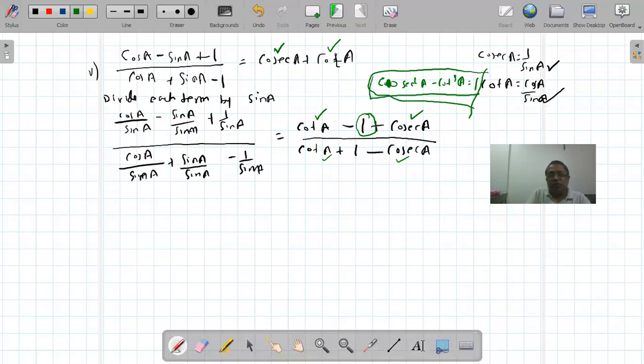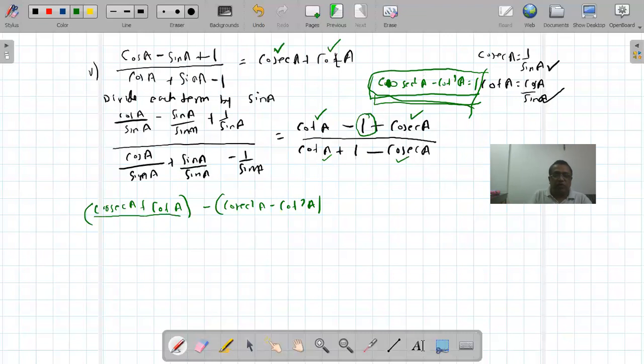This is an important identity which we did. Cosec square A minus cot square A is 1. So that means 1 can be replaced with cosec square minus cot square. So what we are going to do in the next step is leave the cot A and cosec A as it is. So I'm going to write in the next step cosec A plus cot A as it is. I'm not disturbing these two terms. Minus the 1 I am replacing with cosec square A minus cot square A. The reason, as I told you, is that based on the identity, cosec square minus cot square is 1.